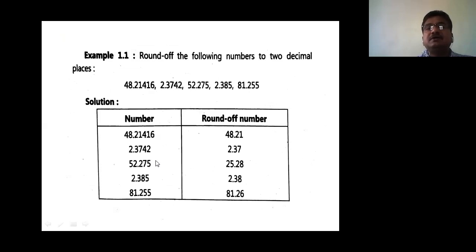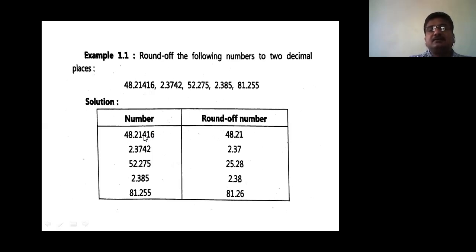So here is the question: round up the following numbers to 2 decimal places. Here are the decimal places. So, 2 decimal places. So the first number, 4.4821. So here after 21, we have to remove all digits, because we have to round up the number to 2 decimal places. So we have to remove or discard the digits 4, 1, 6, these 3 digits.